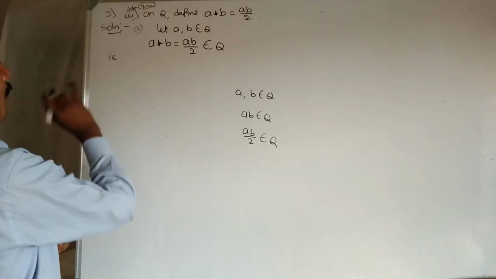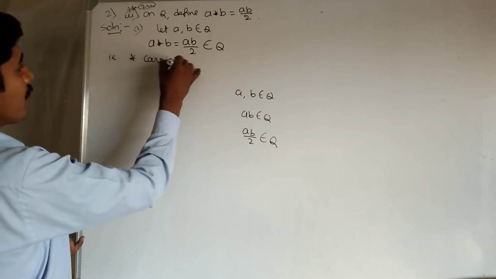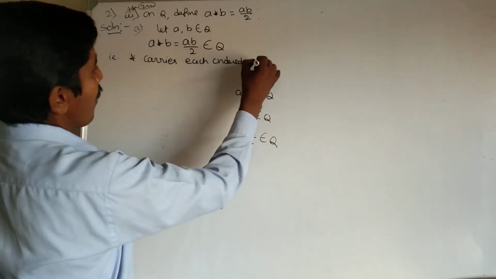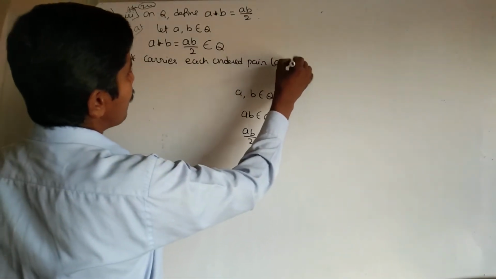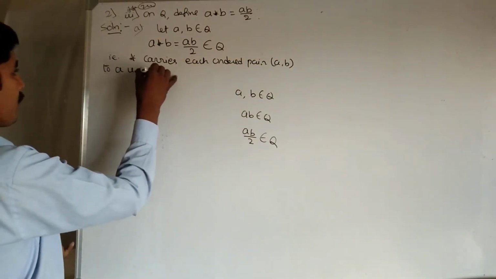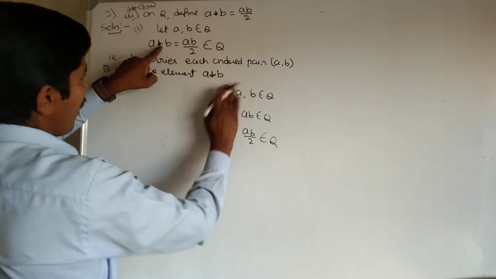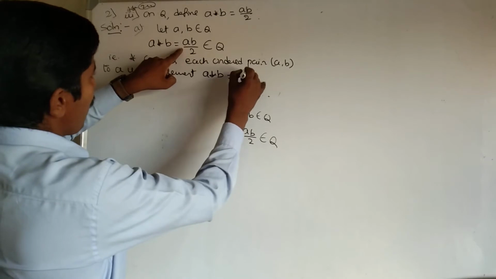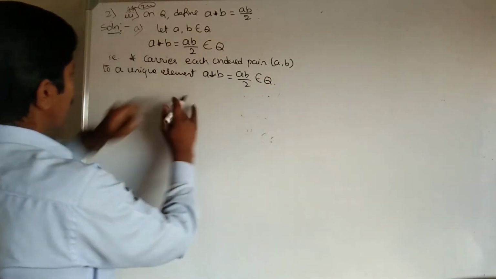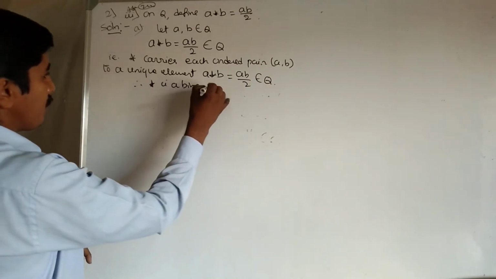Right, this is the definition of a binary operation. Here star carries each ordered pair A comma B to a unique element A star B equal to AB by 2 belonging to Q. Therefore, star is a binary operation.